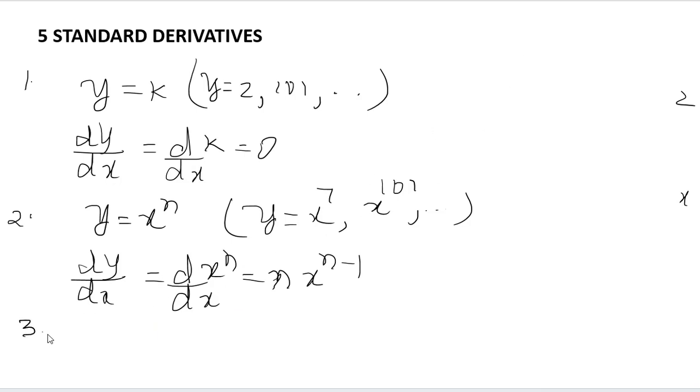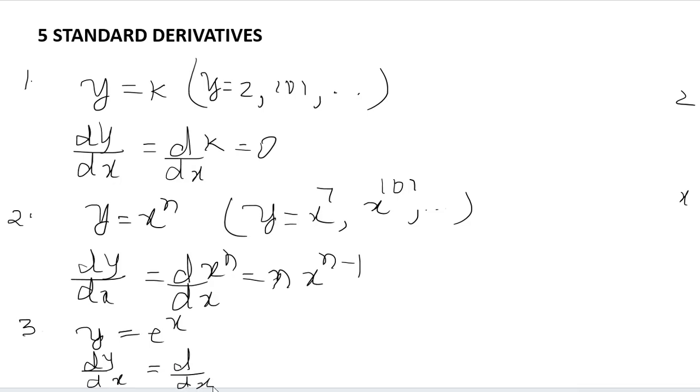The third is, suppose y is e raised to x. Then dy by dx will be d by dx of e raised to x. The answer is e raised to x.